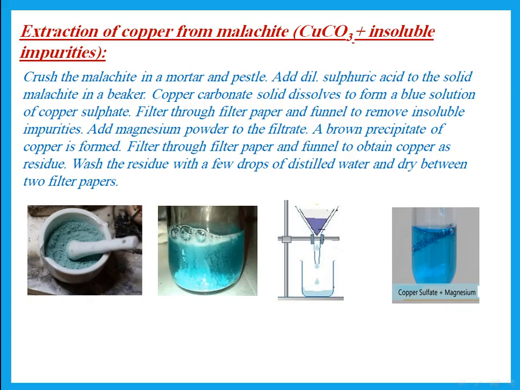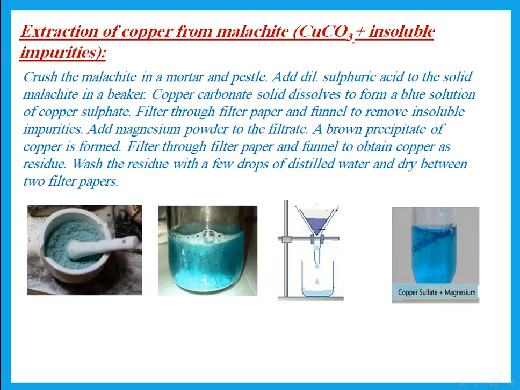Another method would be this one. So here he had something called malachite, and he's saying malachite is actually a mixture of copper carbonate and some insoluble impurities. And he's saying obtain the copper from the copper carbonate solid. So what should we do? We could take the copper carbonate, crush the malachite first in a mortar and pestle. Remember that copper carbonate is green in color. So crush the malachite in a mortar and pestle, add dilute acid, any acid, so let's say sulfuric acid, to the solid malachite in a beaker.